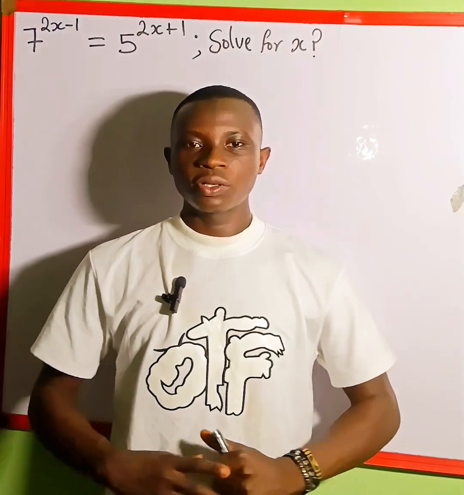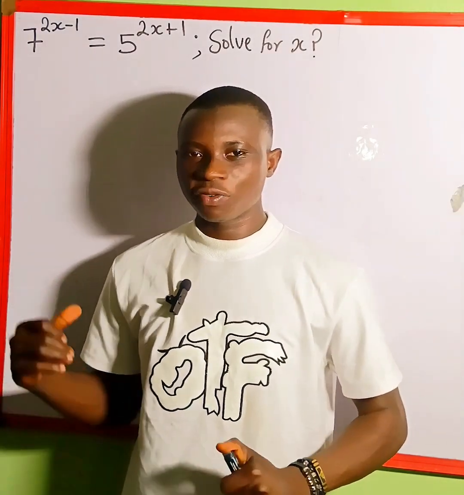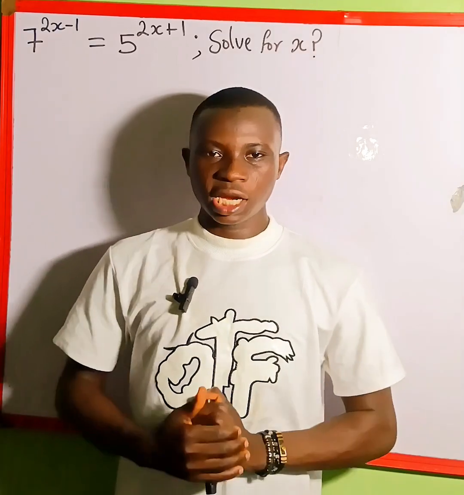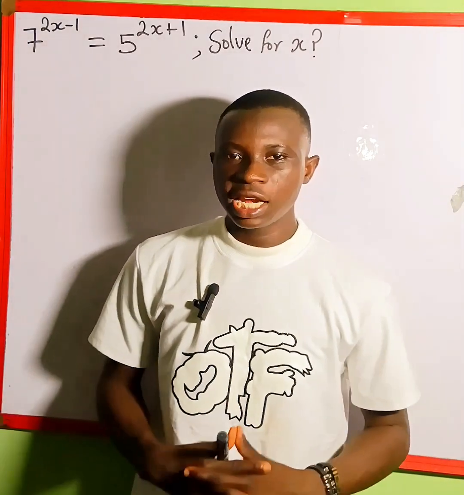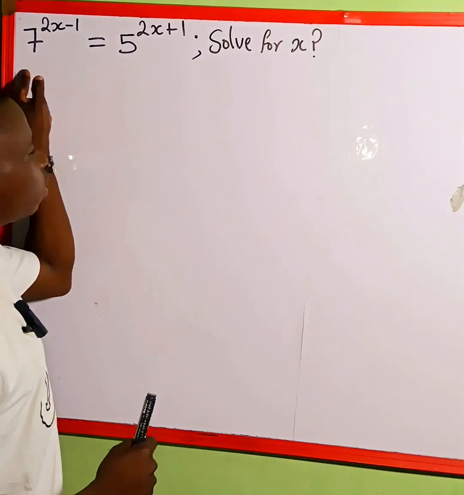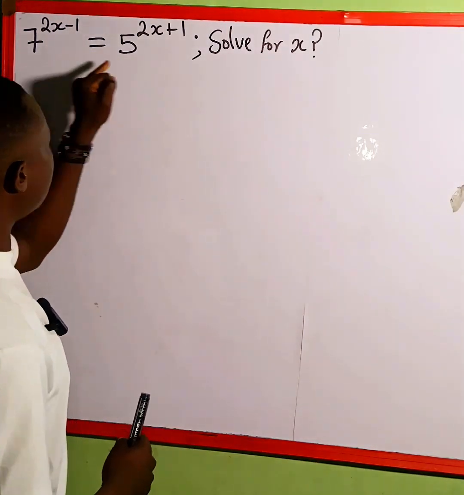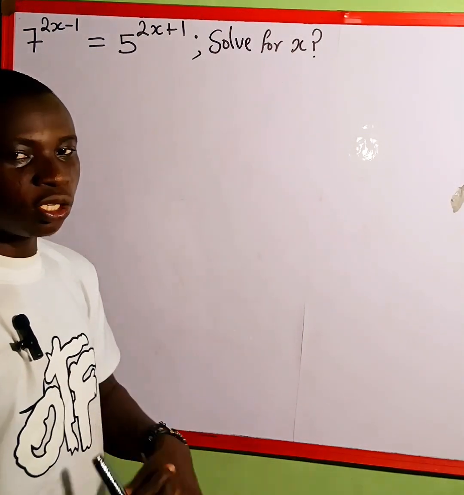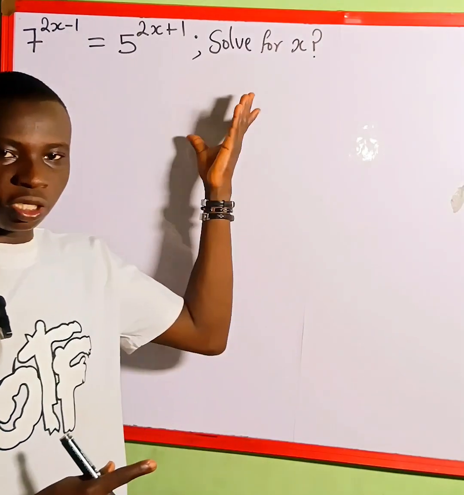In today's tutorial, we're going to learn how to solve for the value of x from this unequal base exponential equation. We call this exponential equation unequal base because there is no way we can make these two bases the same. This is 7 and this is 5. So in that case, we're going to apply logarithm to this equation.